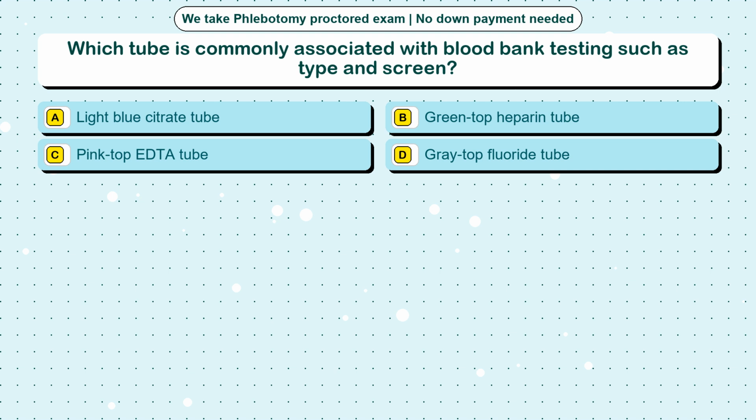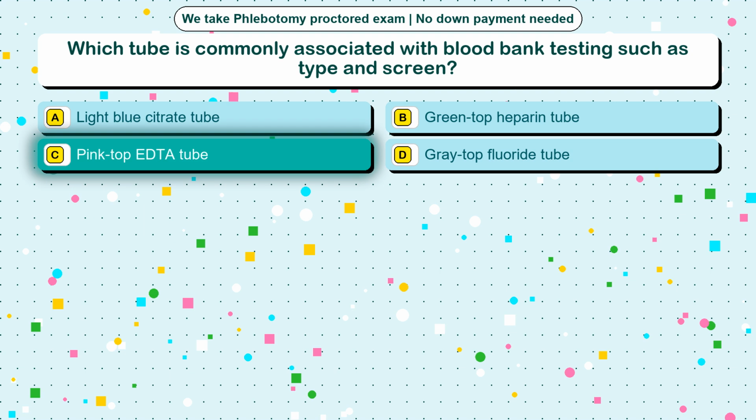Option A, light blue citrate tube. Option B, green top heparin tube. Option C, pink top EDTA tube. Option D, gray top fluoride tube. The correct answer is option C, pink top EDTA tube.